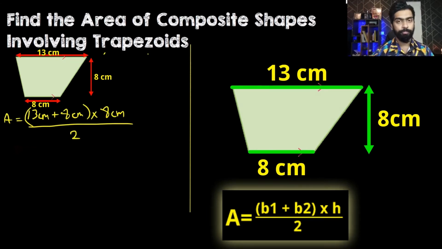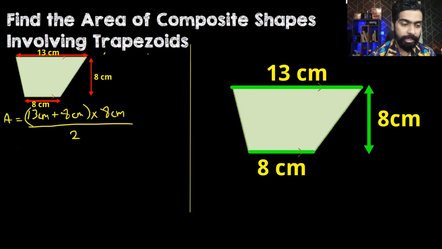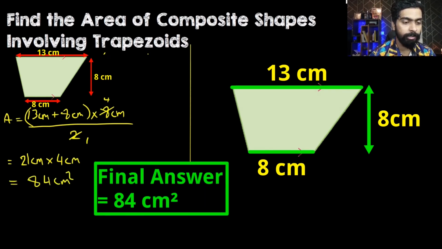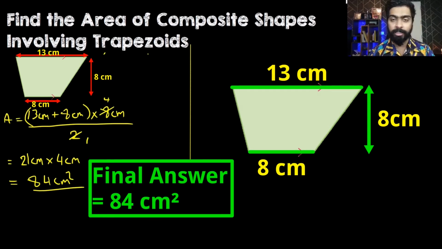Alright guys, now if we take a look at it here, we see that 2 and 8 can simplify because they are multiplying, right? So 2 will change to 1 and 8 will change to 4. So what do we have here, guys? 13 plus 8 is 21 cm multiplied with 4 cm, which is equal to 84 centimeter square. It's easy, isn't it, guys? And that's how we find the area of trapezoid.